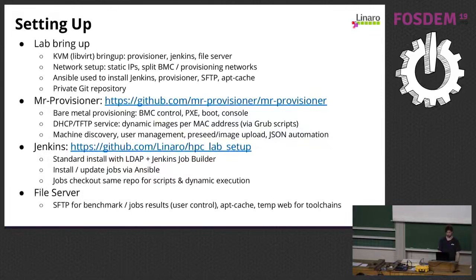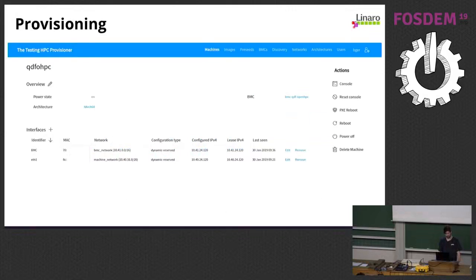Again, because we need a fixed and set environment that doesn't change between runs. Reproducible environment, sorry. So here is the Provisioner. This is what you would see if you click on one of the machines in the Provisioner. You have a quick overview of some of the parameters, the architecture, its status, the BMC associated with it, and multiple interfaces. We have the BMC interface in it as a quick reference.